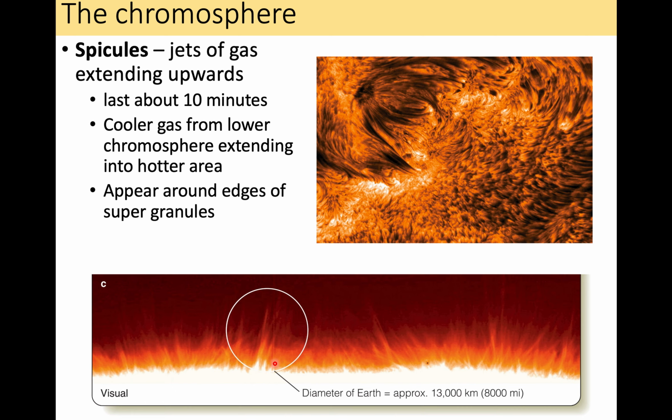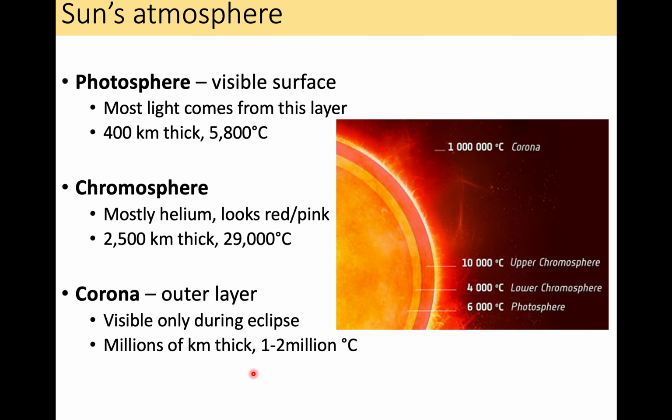We'll see these around the edge of supergranules, which are very extra large granules. So when a granule becomes extra large, you're going to have extra activity around the edges. So we sometimes see these jets of gas extending upwards all the way up to and into the chromosphere. That is generally around these extra large granules where we have a lot of activity.